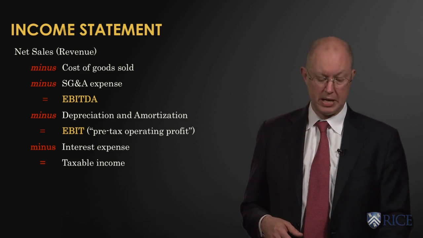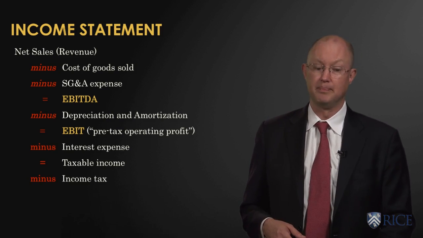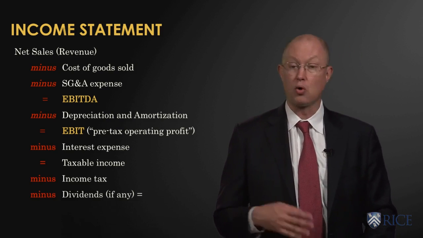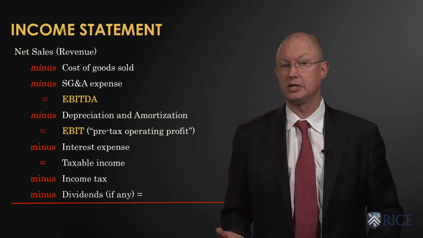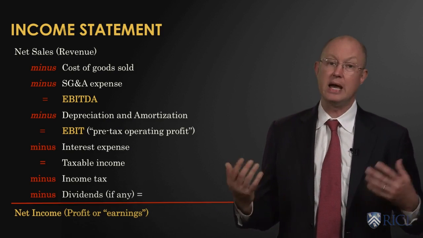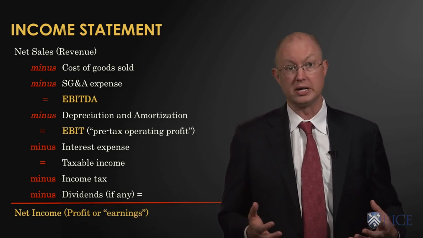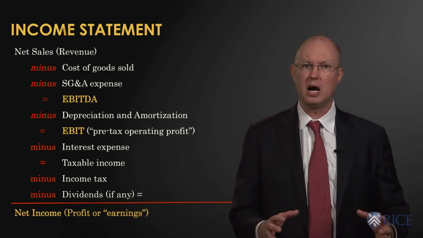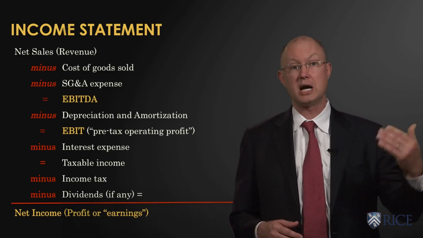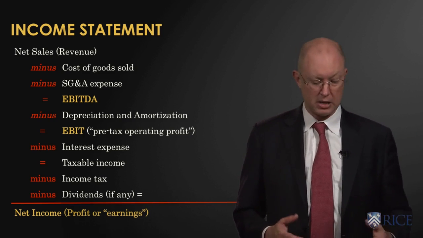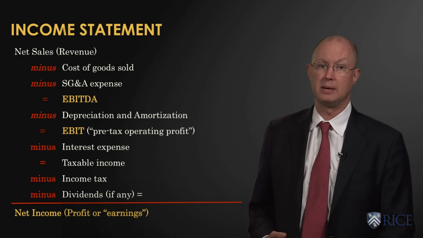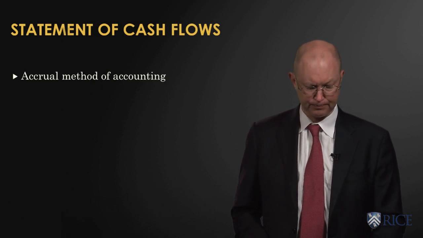Take out interest expense, that gives me taxable income. Take out income tax or any dividends if I'm paying any dividends to my shareholders, and that gives me net income or profit or earnings in the simplest accounting sense, the bottom line. So the income statement moves us from the top line, net revenues, to the bottom line, net income, or how much profit did I make, earnings.